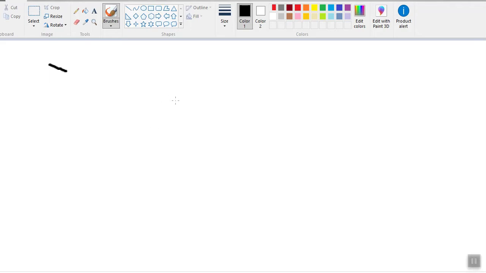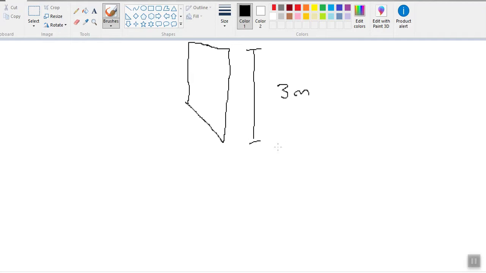Alright, okay, so I'll discuss what this non-uniform load in ETABS is all about. We have a water tank here, and I'm only drawing a single plane of that water tank. This is the side plate of the water tank. Maybe I'll try to draw this in an isometric. It looks like this. The height of the water tank is 3 meter, and I'm denoting this as A, and this one as B.